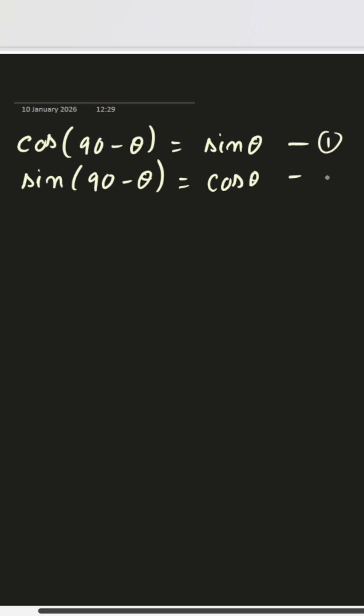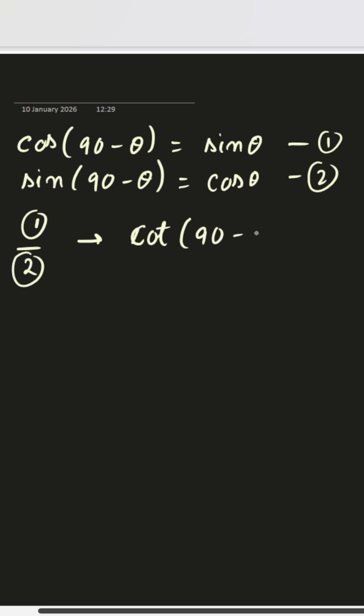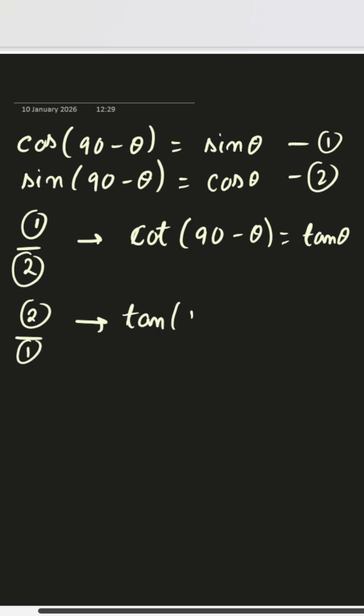Now, from these two equations, or identities or relations, we will be able to build a couple more things on top of this. If I divide 1 by 2, I will get cot of 90 minus theta is equal to tan theta. If I divide 2 by 1, I will get tan of 90 minus theta is equal to cot theta.